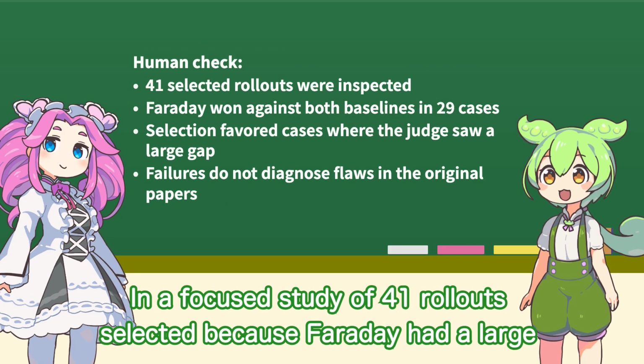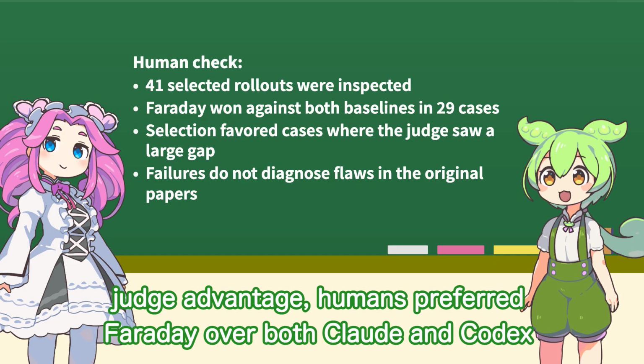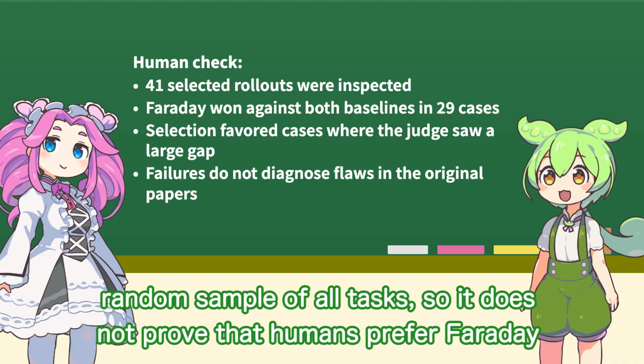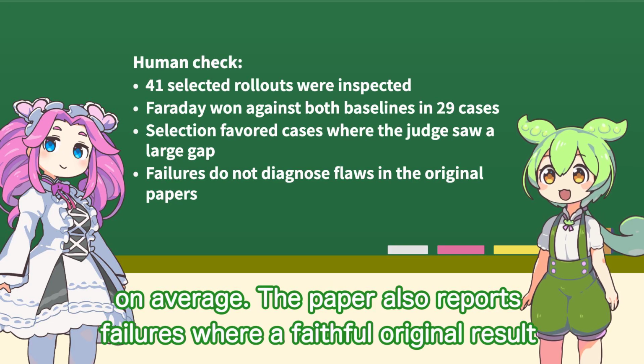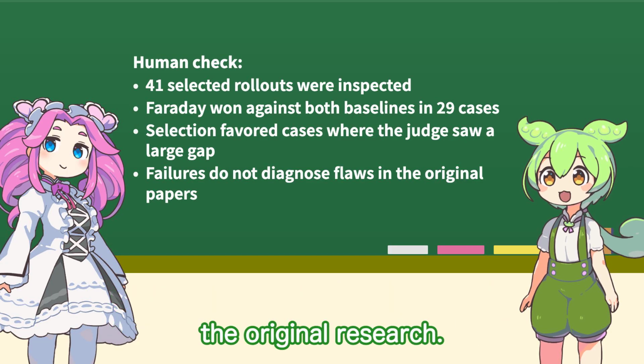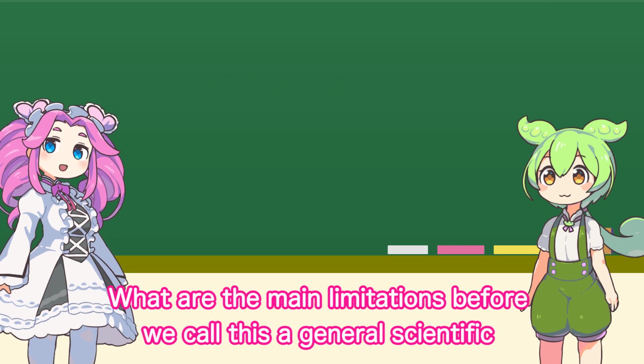In a focus study of 41 rollouts selected because Faraday had a large judge advantage, humans preferred Faraday over both Claude and Codex in 29 cases, significantly more often than chance. But this was not a random sample of all tasks. The paper also reports failures where a faithful original result was not reproduced and warns that those failures do not imply a flaw in the original research. What are the main limitations before we call this a general scientific researcher?